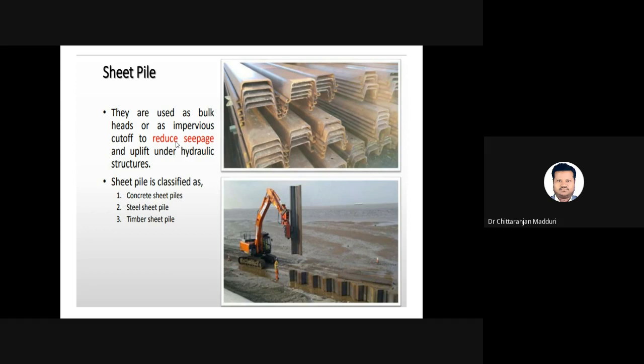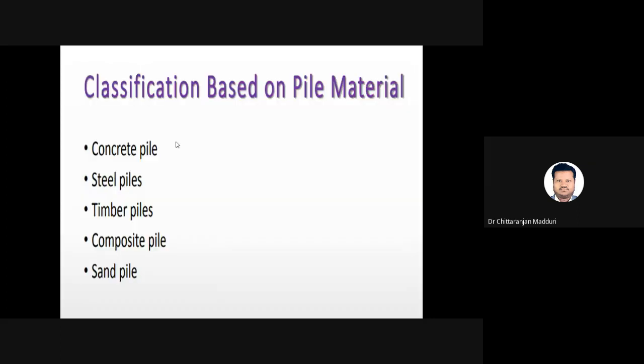Sheet pile is an impervious material. It cannot allow the water to flow through it. So first, the place where we need to go for foundation is surrounded by sheet piles. Then the water within the sheet piles is removed. Then we can go for foundations below the seas or oceans. Such piles are known as sheet piles. Sheet piles are again classified as concrete sheet piles, steel sheet piles, and timber sheet piles, depending upon the material.